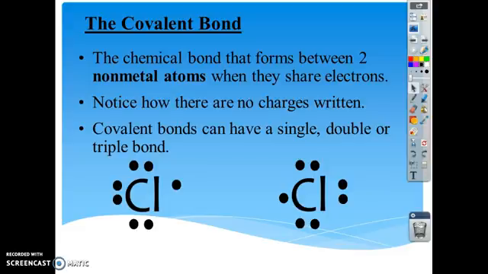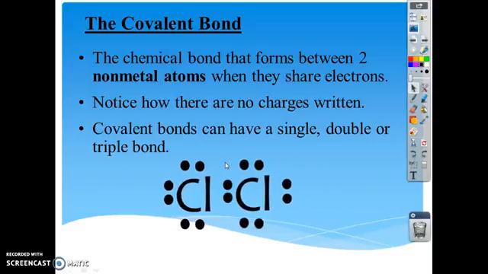There can be single, double, or triple bonds. What do they do with their electrons? Do you remember? They share. So here's what happens. They share. They're both happy. They have a full outer shell, and they're just sharing electrons, and it turns into Cl2.